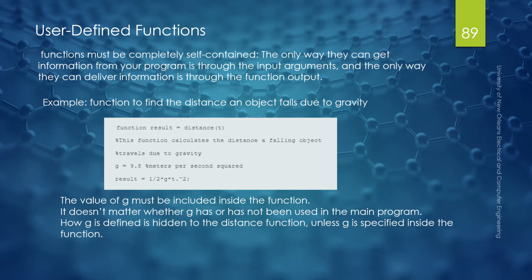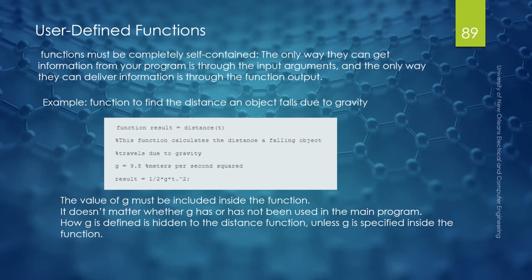For example, this is a function to find the distance an object falls due to gravity. Again, the name of the function is distance. It takes one input argument t, and it produces one output argument result. Now remember, when you save your functions, you have to give the file the same name as your function. So in this case, if we save this function, it's going to be saved under a file name called distance with the extension m, or distance.m. Okay.